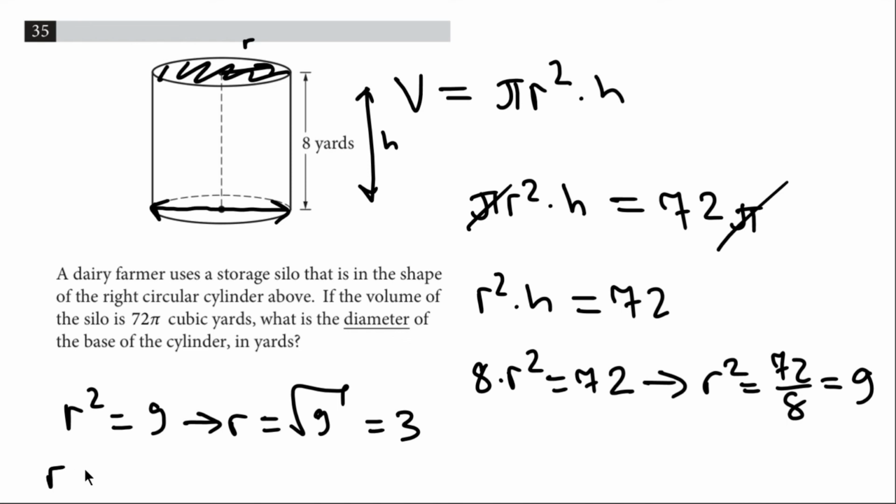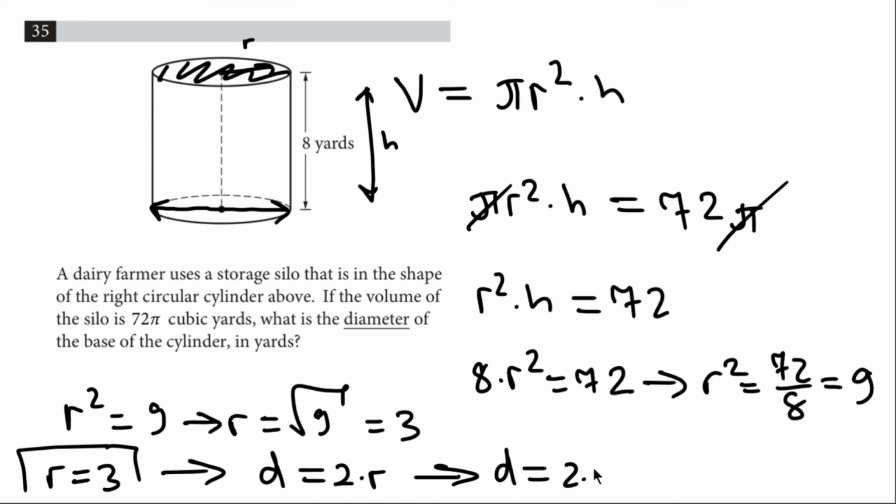We have just found the radius. Now, since radius is equal to 3, we know that diameter is 2 multiplied by the radius, and therefore diameter is 2 times 3, which gives you 6. So 6 is the correct answer. Now let's move on to the next problem.